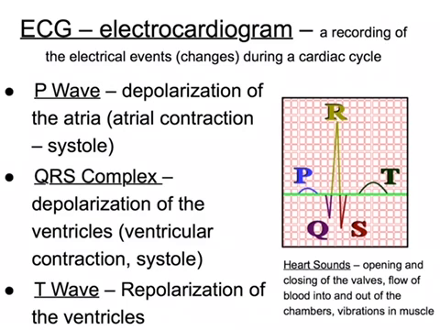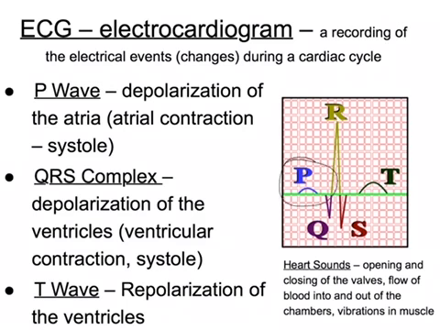One of them is considered the P wave. This is the depolarization of the atria. So this is when the atria contract. That's considered systole. So that's the P wave right here.